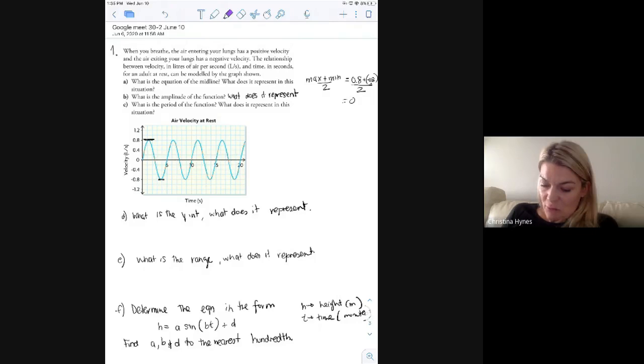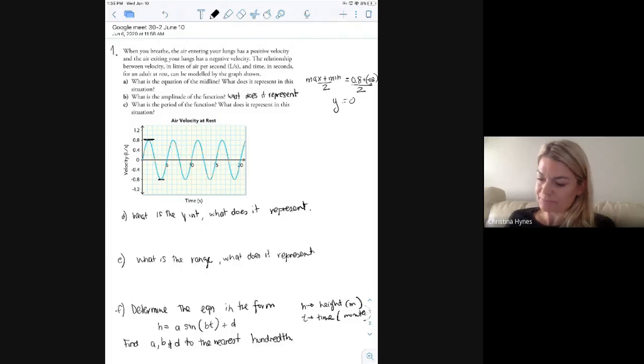Your midline is always the line that cuts it right down the middle. As you can see, where y equals 0, that cuts it so it's the same distance above and the same distance below. So that is my midline. Whenever they want the equation, they just want you to write y equals 0. That's the only difference.